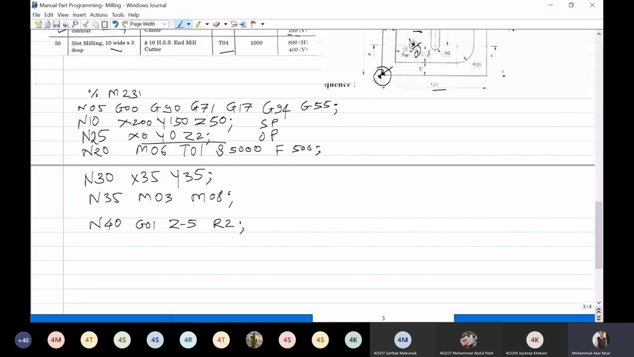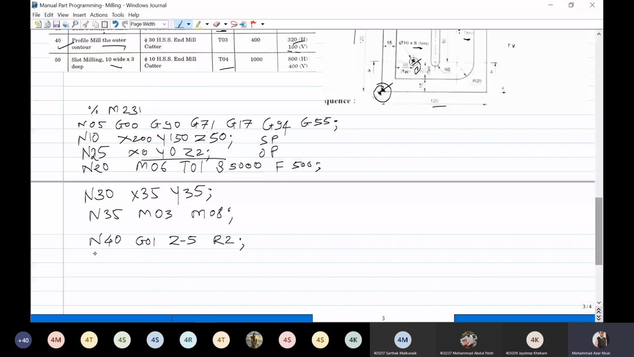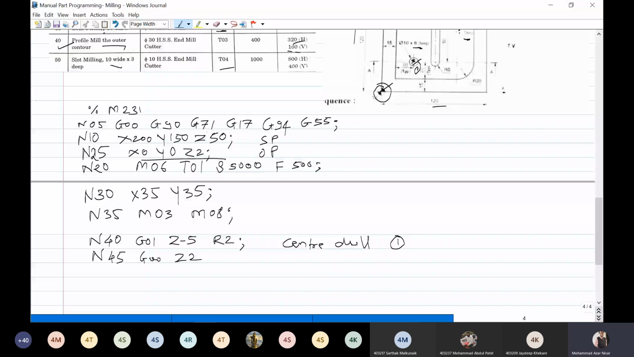Now we have to move this tool from this position again. You have to remove this tool from that depth, so again we use N45 G00 Z2. Here the center drill is done, center drill for hole number 1, and now the tool is retracted over here. Now we have to move from this first position to the second position of the hole.